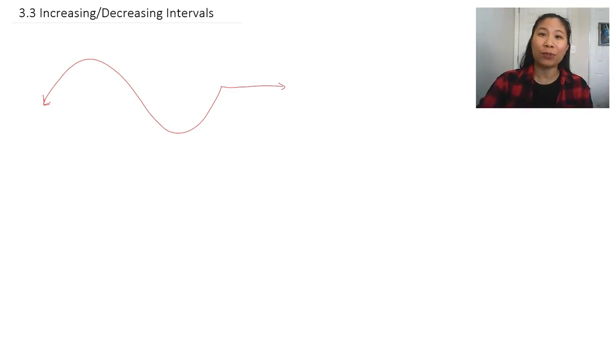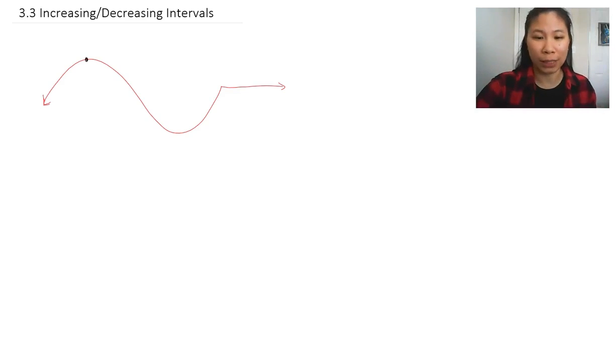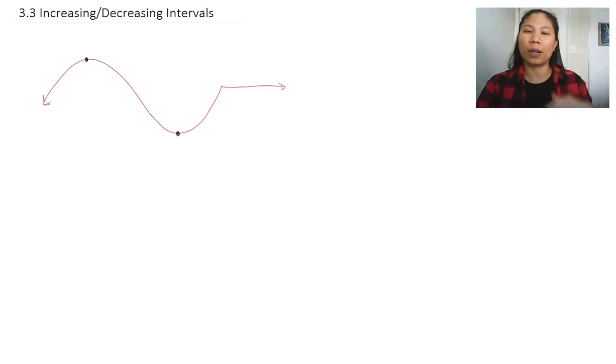Now, in the previous two sections, we talked about critical points and maximums and minimums. So if you look at this graph here, we've got a couple. There's a relative maximum here and a relative minimum here, because it's the topmost part of the hump and the bottommost part of the hump.